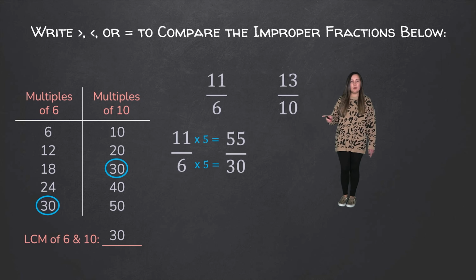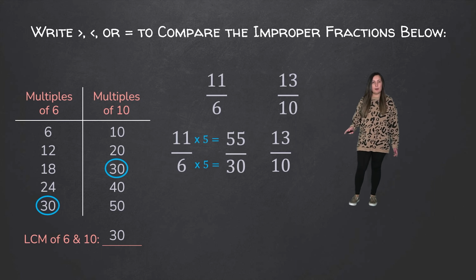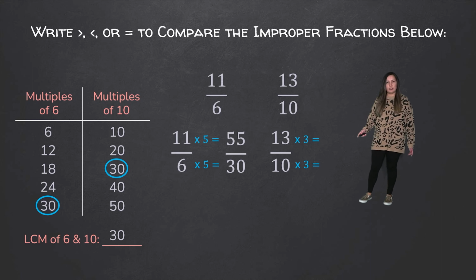Now we're going to go to our second fraction, 13 over 10, and rewrite this into an equivalent fraction that has a denominator of 30 as well. So 10 times 3 is equal to 30. Whatever I do to the denominator, I have to do to the numerator as well. 13 times 3 is 39. 10 times 3 is 30.